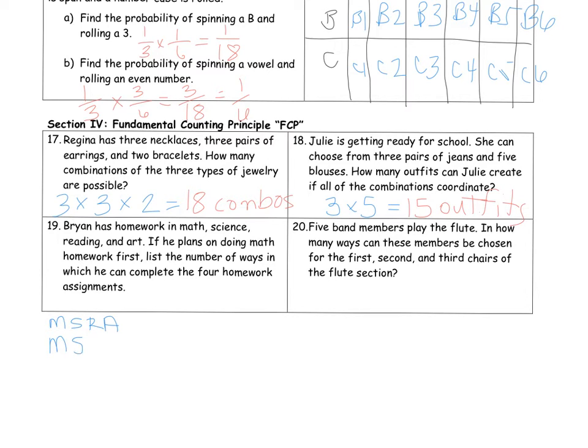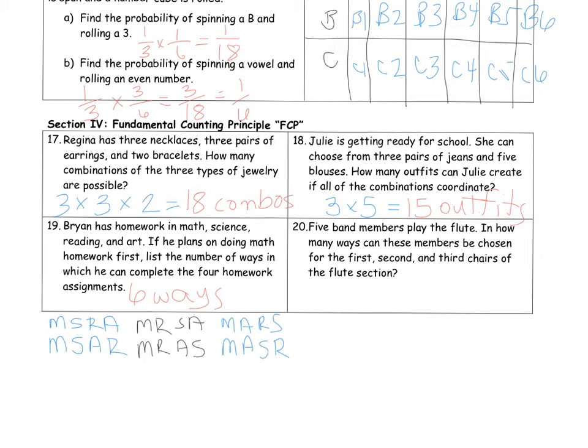Or he could do math and then science, but then do art and then reading. Or he could do math, reading, then science, art, or math, reading, art, science. Or he could do math, art, reading, science, or math, art, science, reading. This means that there are 6 ways. Because he's doing math first, he can only do it 6 ways.